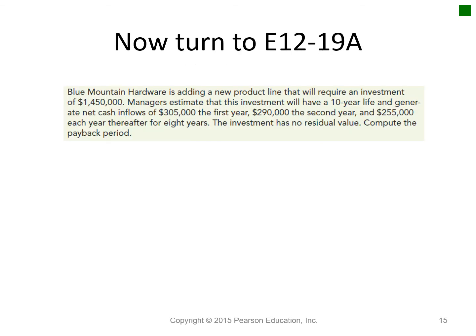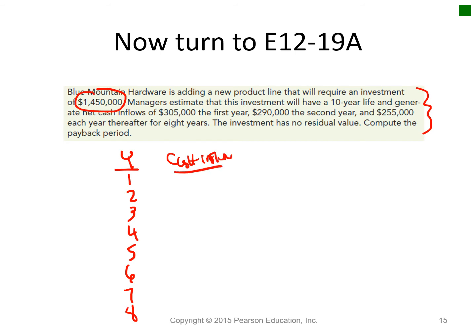So if you look at this illustration, this is E1219A. This is going to be a payback method with unequal cash inflows. They give you that the initial investment is going to be a cost of $1,450,000, and then the rest of it gives you all the individual cash flows for the individual years. So again, what you'd want to do is you'd have your years, and then I'm just going to write a few of these up just to kind of give you a hint how this works. So you'd have, again, your cash in, and then you're going to have an accumulated total column.